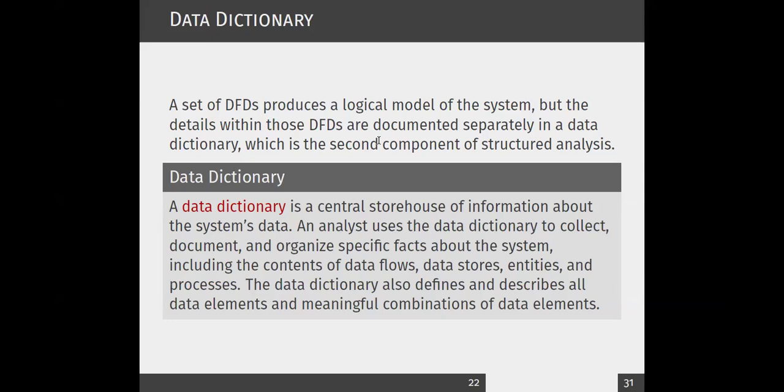So a data dictionary, we can define it as a central storehouse of the information about the system data. So you can use this data dictionary to collect, document, or organize facts about the system, right? So you can have details like data flows, data stores, entities, and the processes. Those are the things that we represent in the data flow diagrams, right? And you have to describe all the data elements.